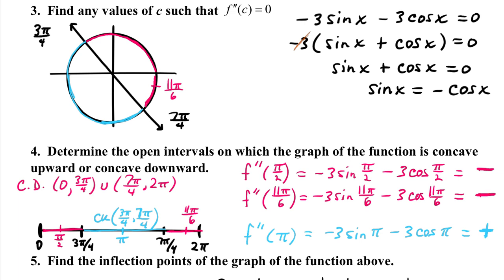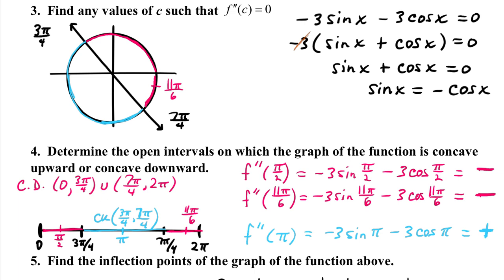So back to our number line. From 0 to 3 pi over 4, we know we're concave down. We're also concave down between 7 pi over 4 and 2 pi. And so I had to unite those two intervals. I just used a union symbol.